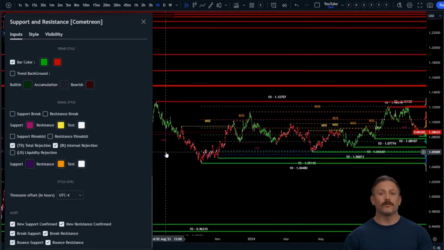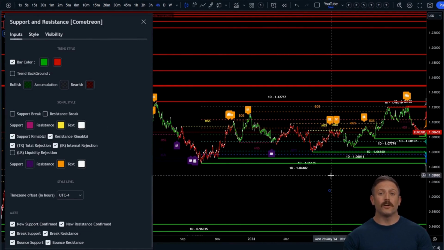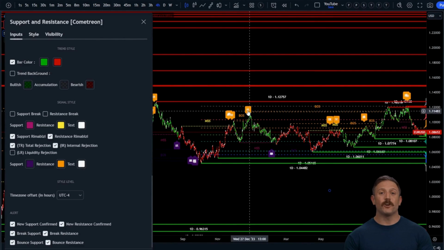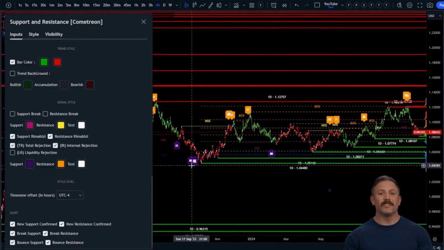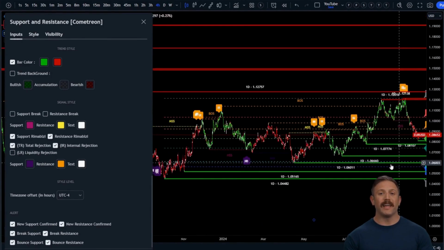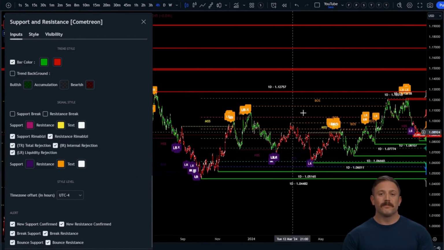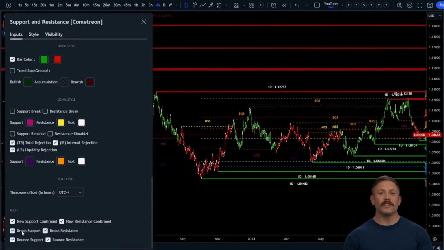Finally, it's possible to remove or activate the various signals of breakouts and bounces. These have three options, namely, total rejection occurs when the price exceeds the high or low and closes below the liquidity level, while in internal rejection, the price closes in the liquidity zone. Liquidity rejection does not exceed the high and low but only the liquidity level, closing below. To stay constantly informed, you can set up custom alerts that will notify you in case of breakouts, bounces, or formation of new levels.